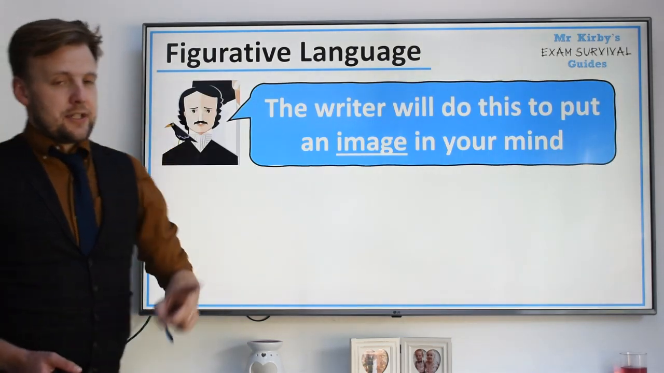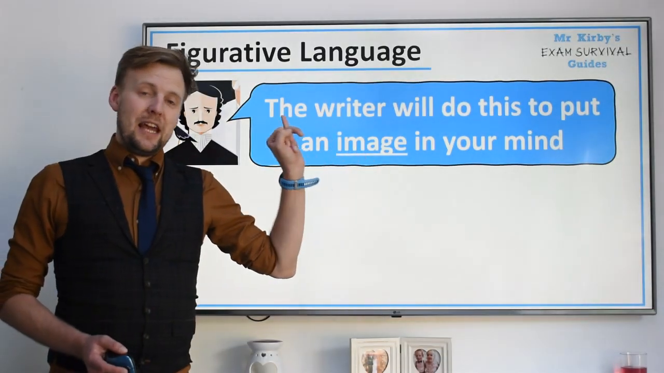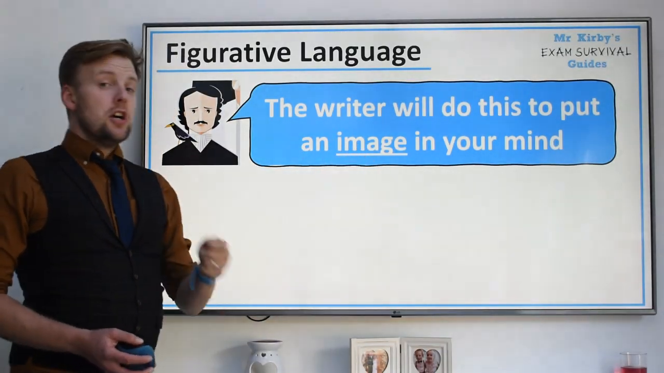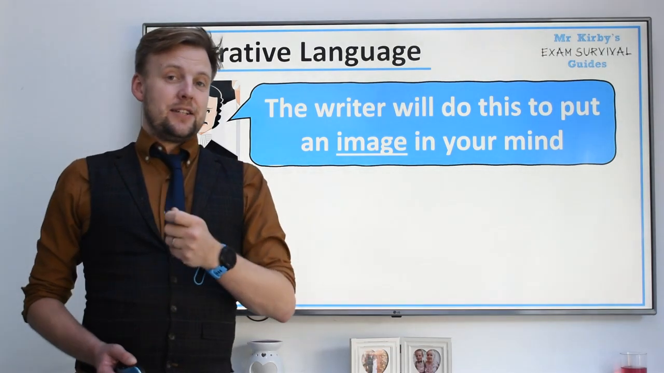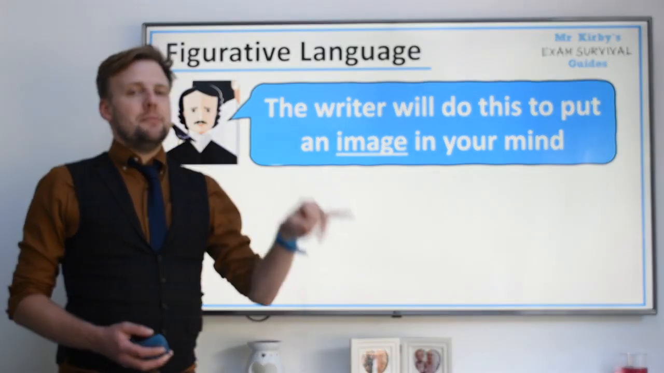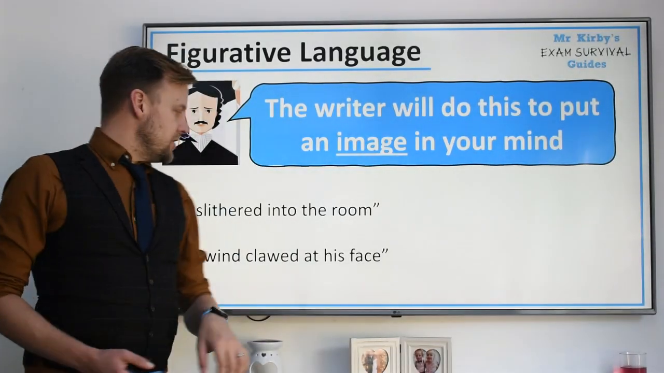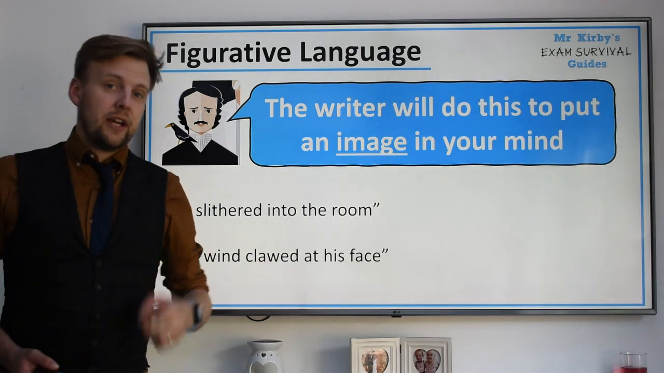Now, as we're saying, the reason why figurative language exists is so that the reader has an image put in their mind, okay? So that means whenever we are analysing figurative language in our GCSE, we should be thinking about what the image is, okay? So, for example, he slithered into the room, or the wind clawed at his face.